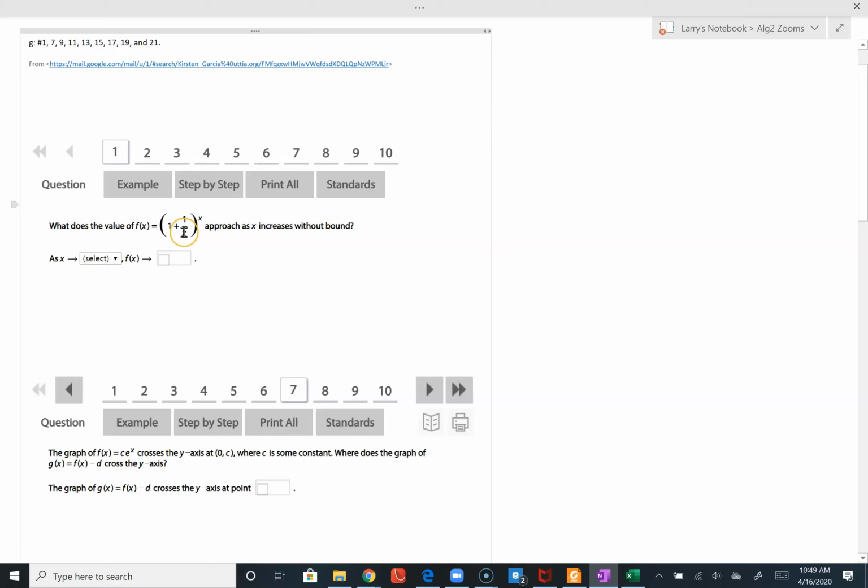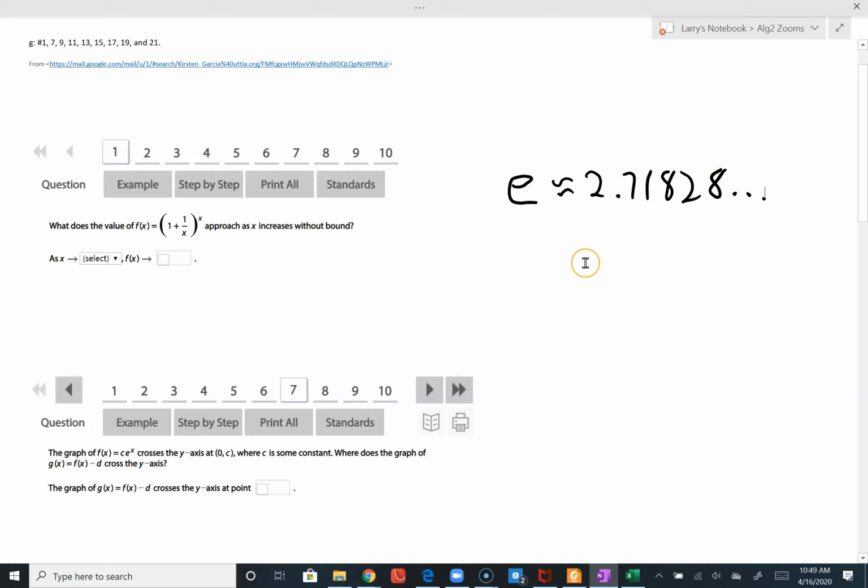This function tends towards this number e, also called Euler's number. Hopefully you watched the video where the gentleman showed a lot of places that e occurs. It's approximately 2.71828, and it goes on and on forever with no end. It's a lot like pi in that regard, and that's what this thing is going to tend to.